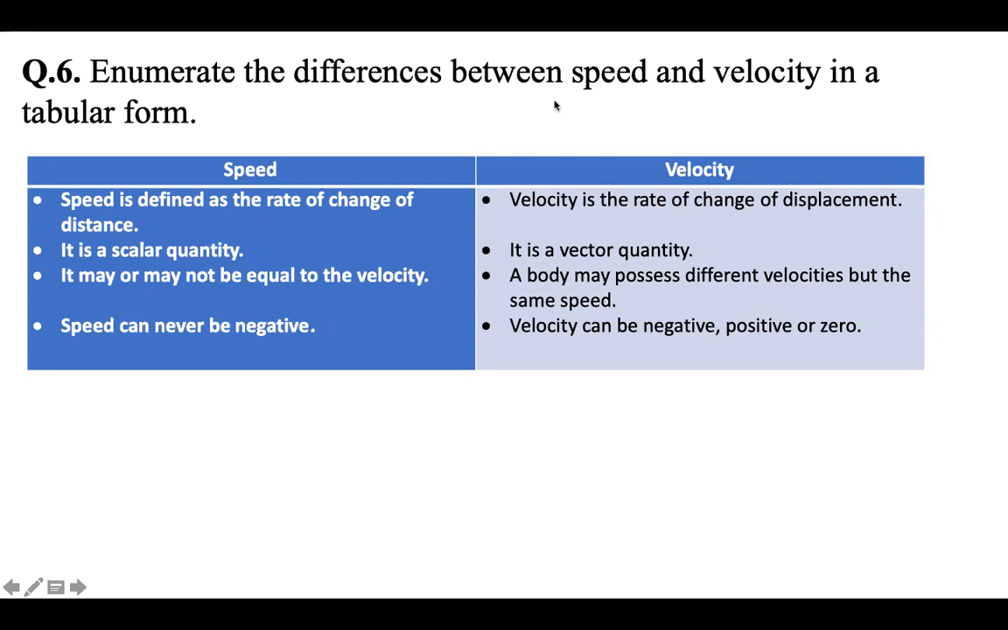So, will it be a body may possess different velocities but the same speed or the different speed? डिफरेंट वेलोसिटीज बट द सेम स्पीड. स्पीड सेम हो सकता है ना, डायरेक्शंस अलग अलग हो सकते हैं. Okay, sir. Two bodies can have same speed but different velocities.